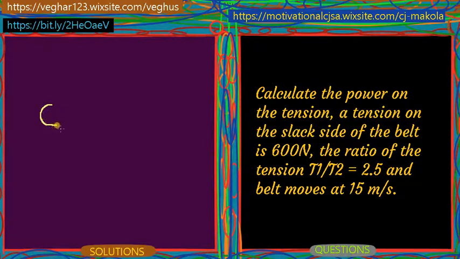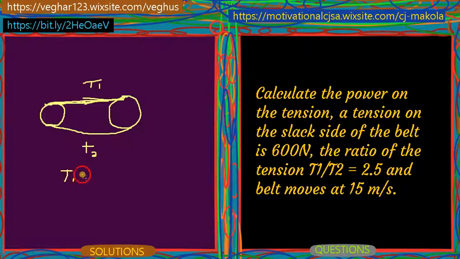So you have two tensions on the belt. Maybe you have a driver and a driven pulley. So this side will have a higher tension because it pulls more force, and this side will be lower, like this. So this side is T1, this one is T2.